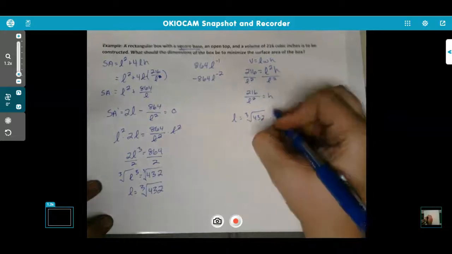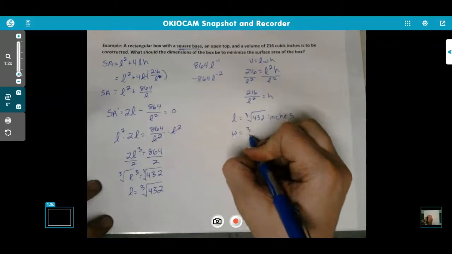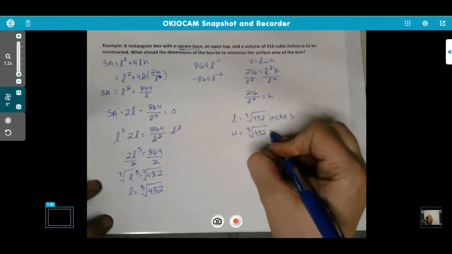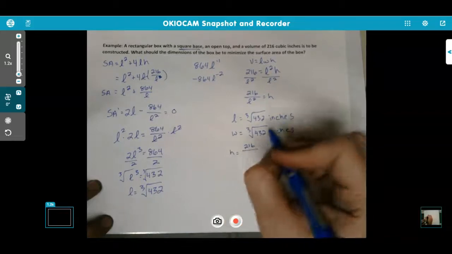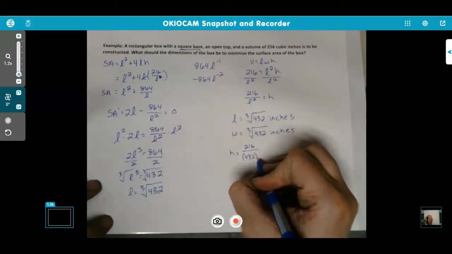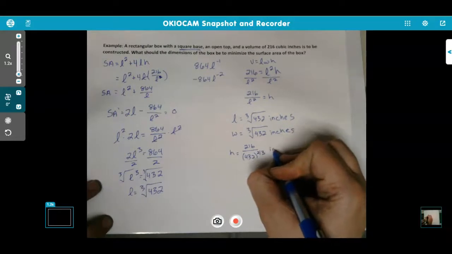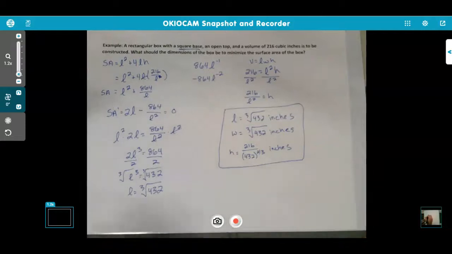And this is in inches. My width must be the same thing because it's a square base. And then I know my height is equal to 216 divided by L squared. So that's going to be the cube root of 432 squared. So let's just write it as 432 to the power of 2/3. And here we go. So basically, in all of these, what I want to do is I want to find the critical points. That's what I'm trying to do.